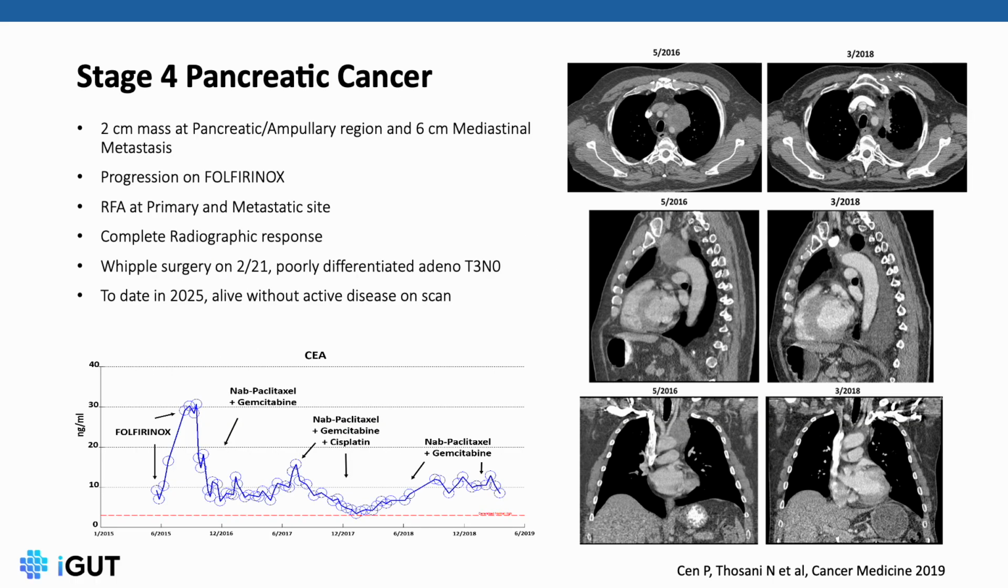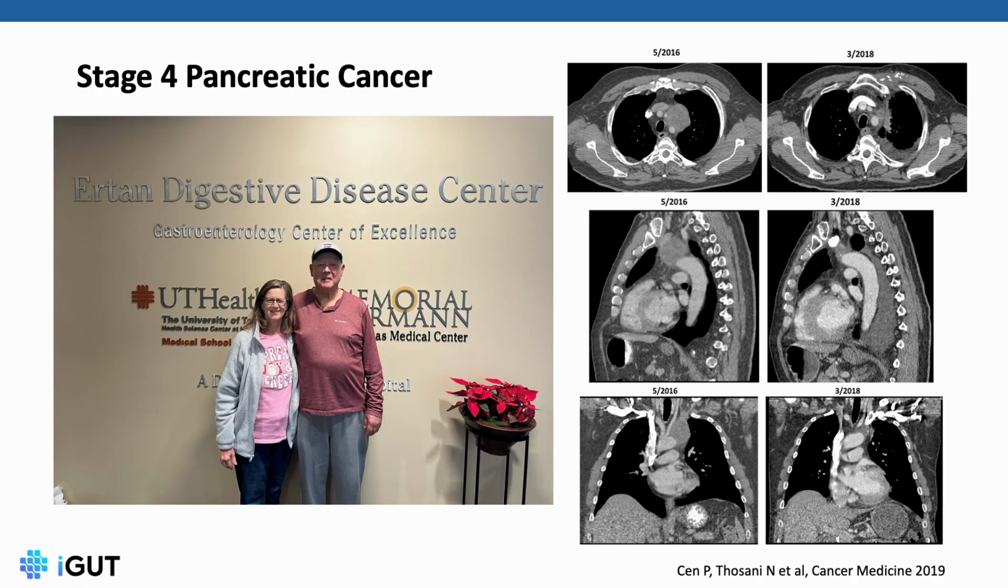One of the patients in this trial had a 2 centimeter pancreatic mass as well as a large mediastinal lymph node, had a progression of disease on FOLFIRINOX, and was treated with RFA of the primary site as well as the mediastinal lymph node. And to our surprise, he had a complete radiological response at 2 years. We ended up continuing chemotherapy for the next 7 years, and then at that point, we offered him a Whipple surgery. And this patient is still alive. Some of these anecdotal cases gave us a lot of encouragement that there may be something in this technology.